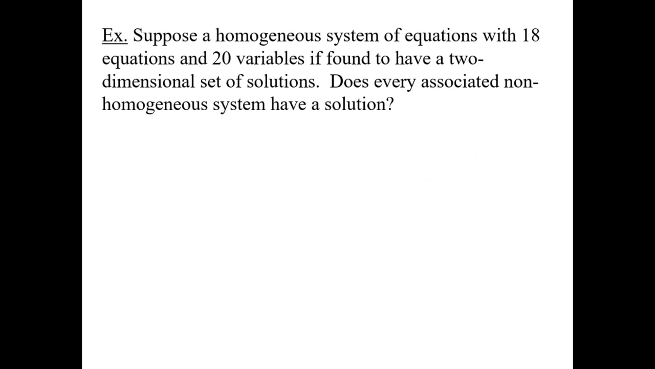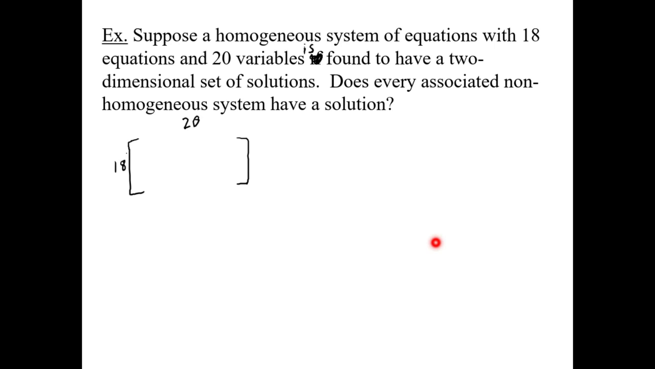All right, consider this problem. Suppose a homogeneous system of equations with 18 equations and 20 variables is found to have a two-dimensional set of solutions. Does every associated non-homogeneous set have a solution? Well, let's see here. It's a homogeneous system with 18 equations, so our matrix has 18 rows, and there are 20 variables, so there are 20 columns.